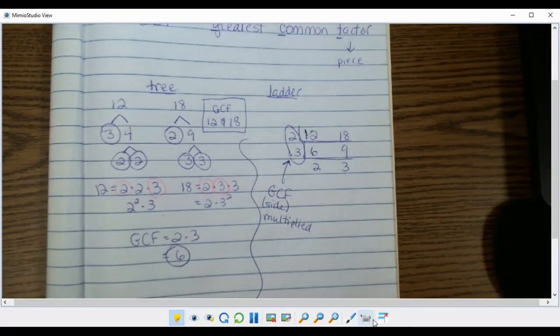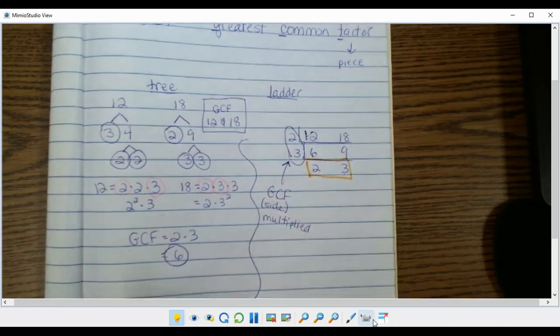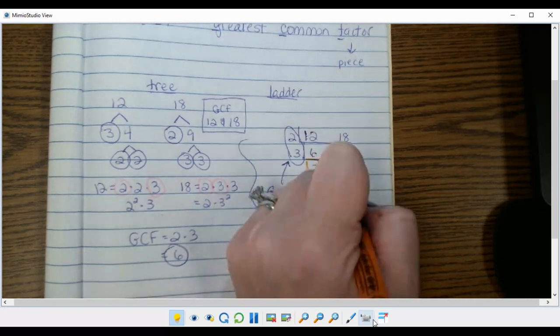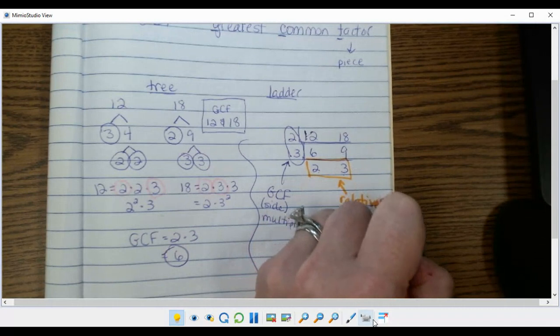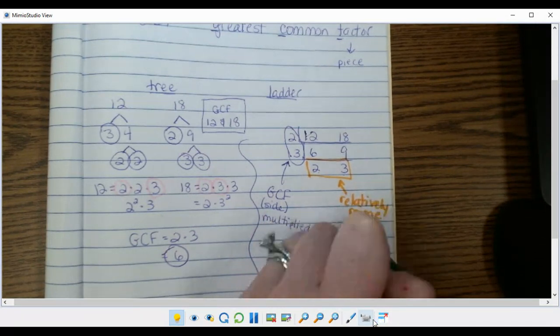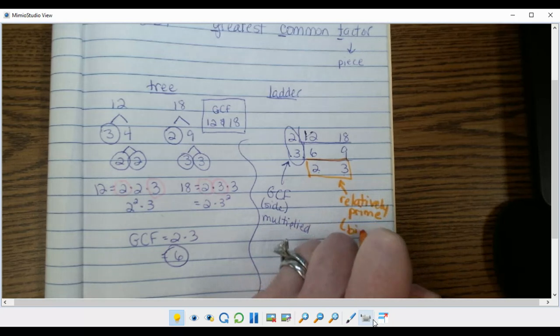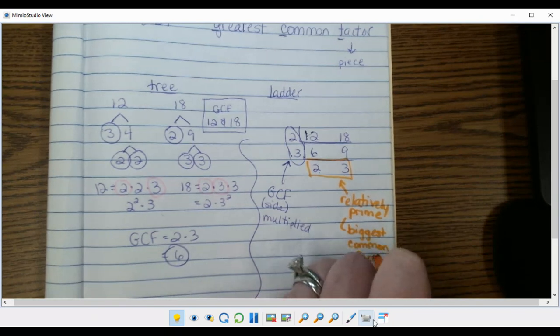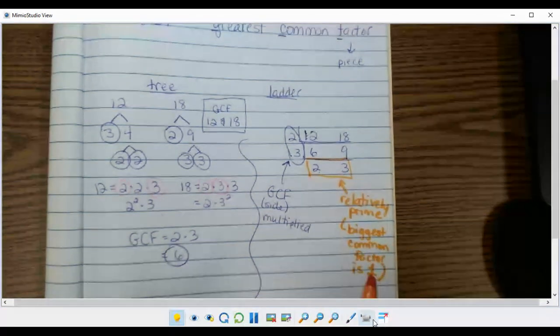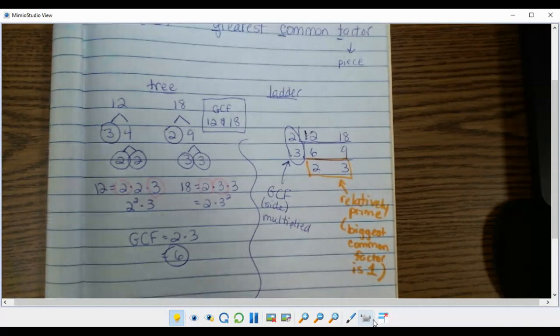Now, a fun tidbit for you. Let's switch colors of highlighter here. When you get to the bottom and the greatest number that you can divide is 1, these are what we call relatively prime. When there's nothing else that can divide into both, they are relatively prime. Doesn't mean that they're prime numbers. It just means that together there's nothing in common.